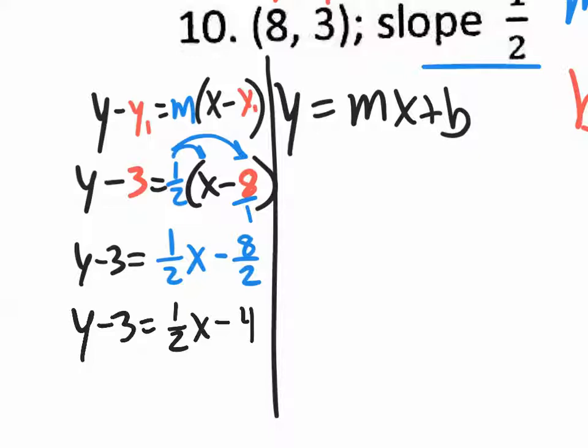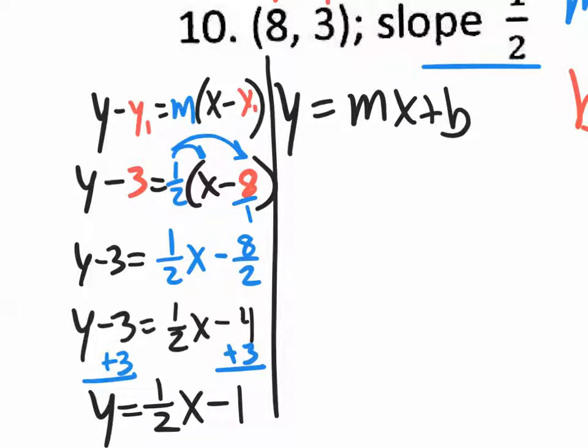What's my final step to get into slope-intercept form? Get y by itself, so you're going to go plus 3 here, plus 3 over here. Your slope-intercept form equation is y equals 1/2 x minus 1. So that's using point slope.